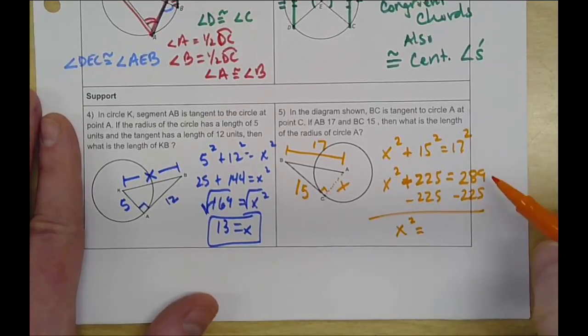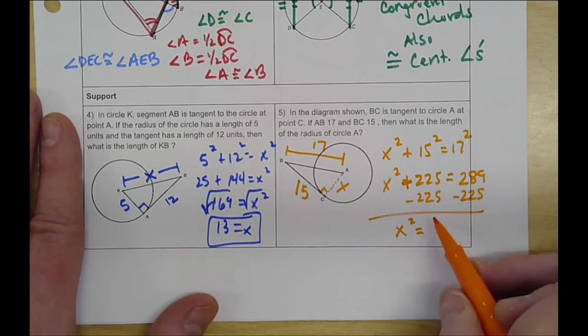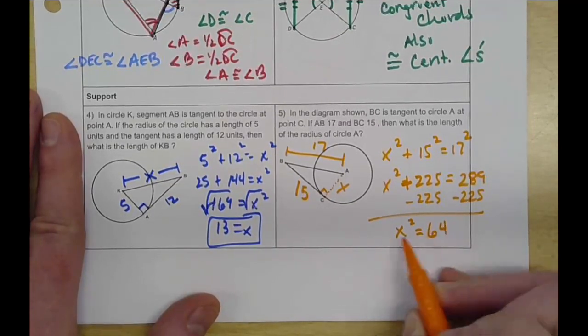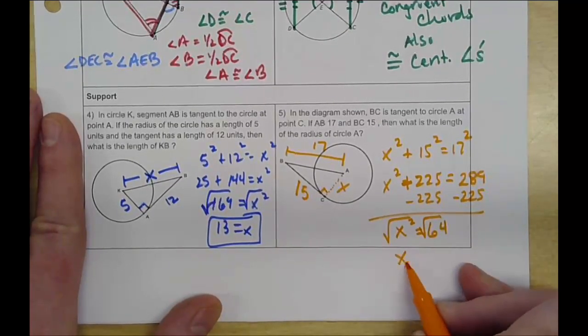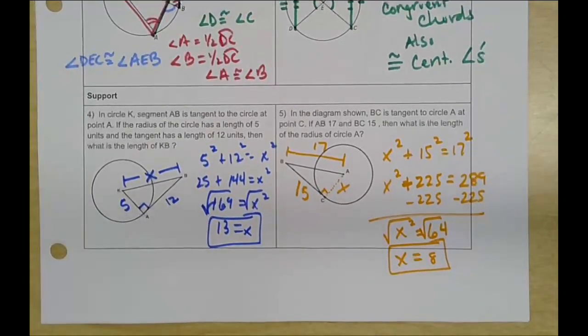Let's see if we subtract that. 89, subtract 20. I think it's going to be 64. And then when you square root that, you get 8.